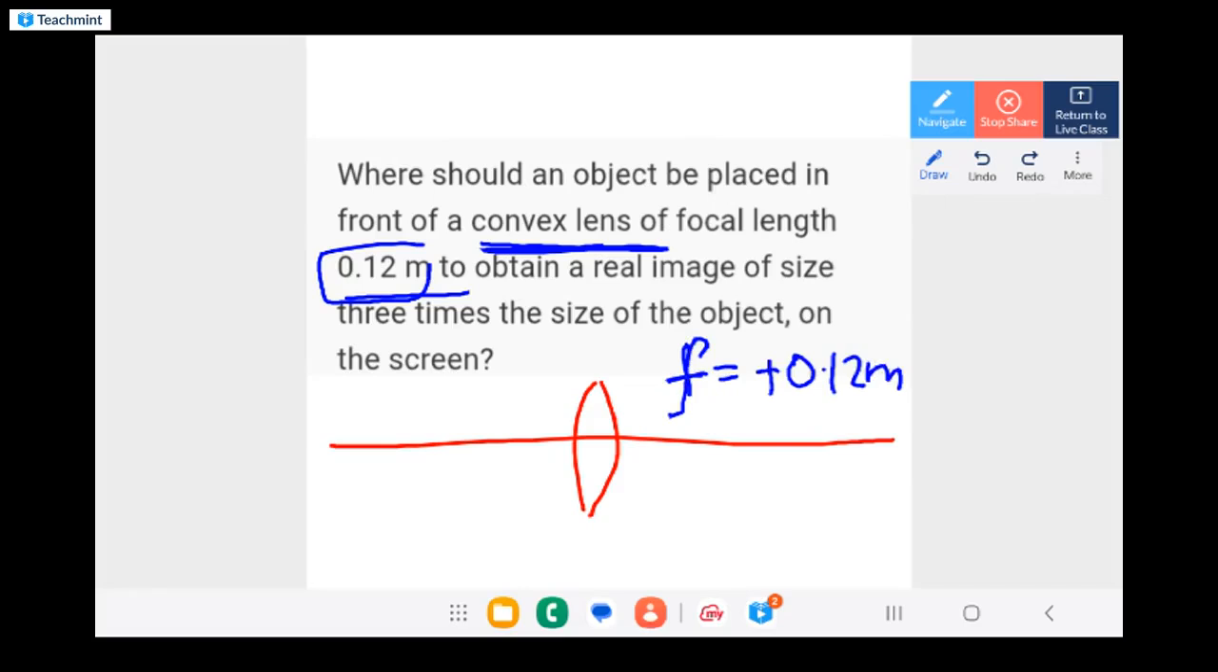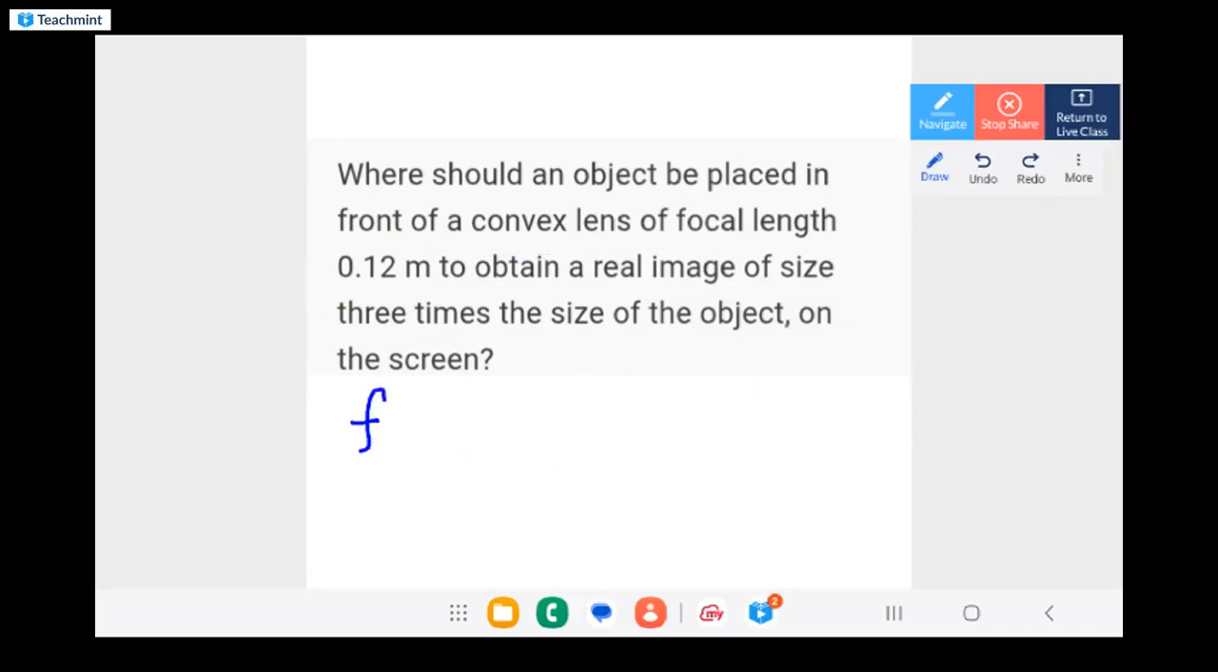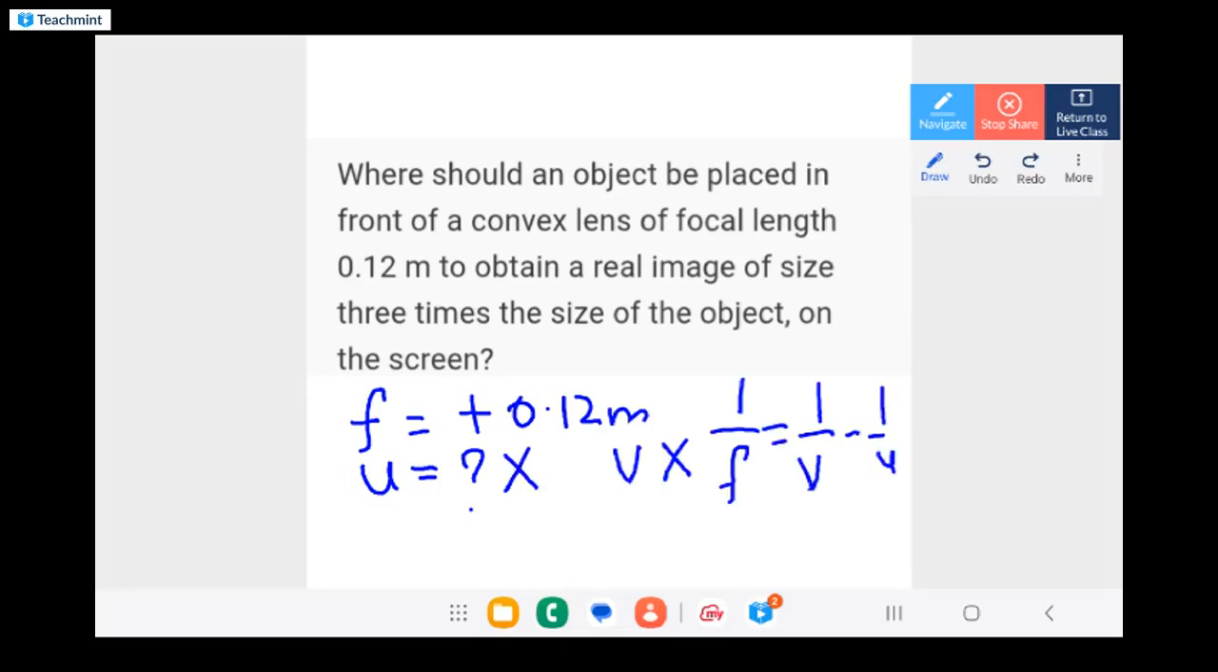And you need to have a real image size 3 times the size of the object. This information is related to magnification. So we have focal length, which is positive 0.12 meter. U is what they're asking us. Now what about V? If at least V was known, you could have directly found U. But if U is not known and V is not given, then how will you find the other terms? Because in the formula 1 by f is equal to 1 by v minus 1 by u, two of the values need to be there.